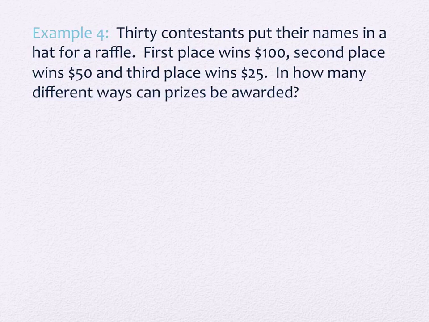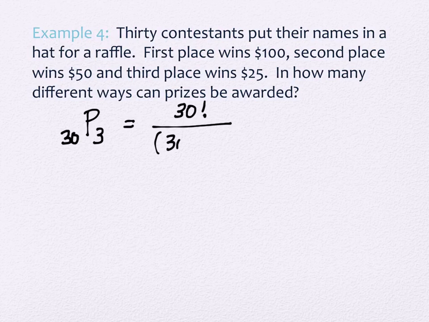Well, it says 30 contestants, so there's 30 people that we're picking from. How many people win prizes? 3. So this is 30 choose 3. My formula is 30 factorial on top. And then in the denominator, I have 30 minus 3. Basically, I have the number of losers in the denominator, don't I? I do. So in my numerator, I have 30 factorial. In my denominator now, I have 27 factorial.